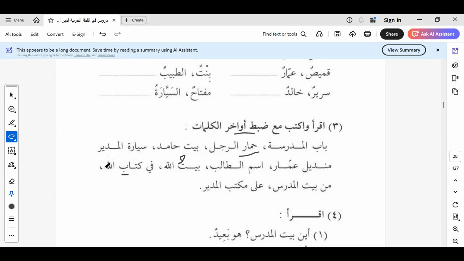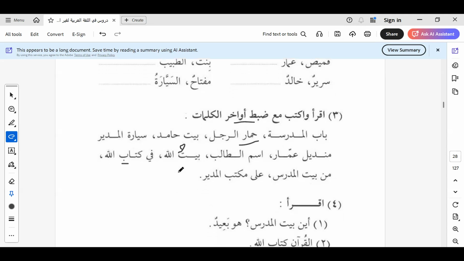So Allah, the Ism Jalala, the Lam Jalala will be turaqqaq, softened when you have the Kasra. And it's going to be yufakham, the Lam will be made heavy, pronounced heavily because of the Dhamma. So we say Baytullah and we say fi kitabillah.